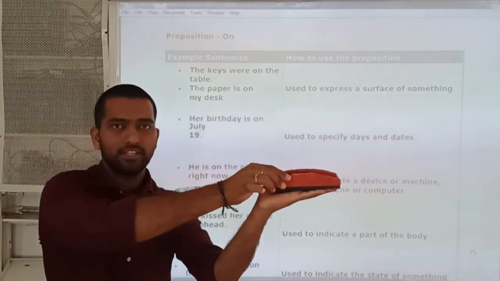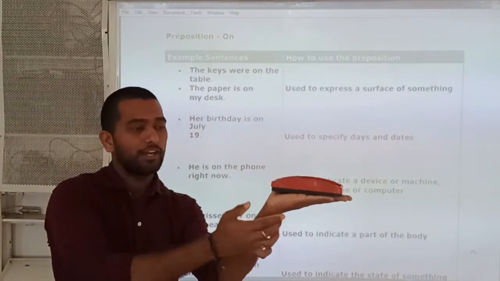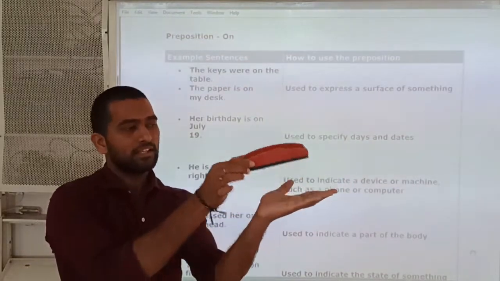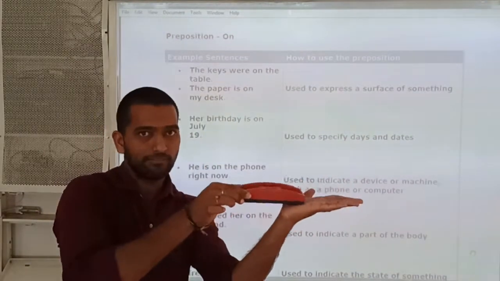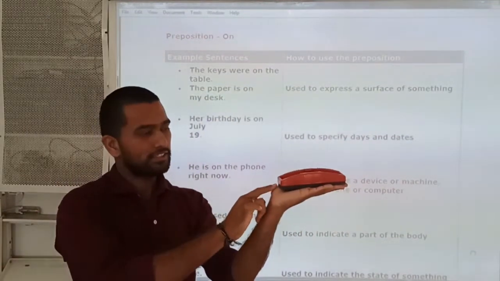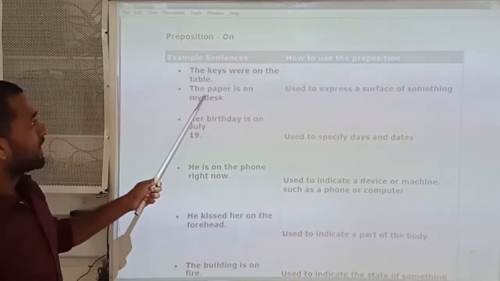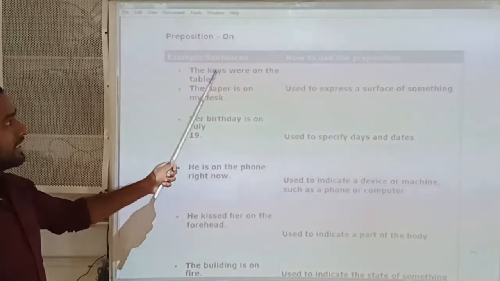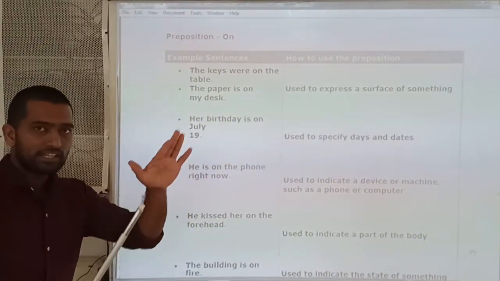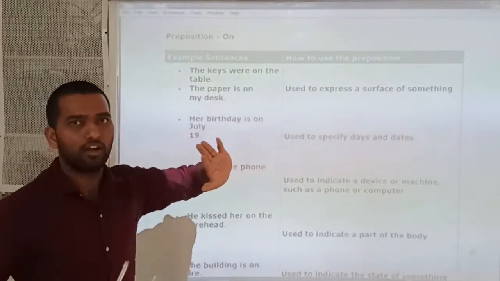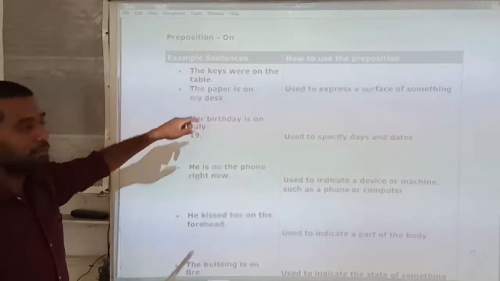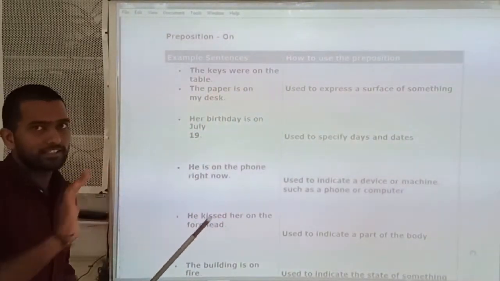Now see here, this is my hand and this is a duster. I am placing this duster on my hand. It means this duster is placed on the surface of some other thing. Okay, in this type of situation we use the preposition on. Look at these examples once again. The keys were on the table, means keys were kept on the table. Next, second example, the paper is on my desk.